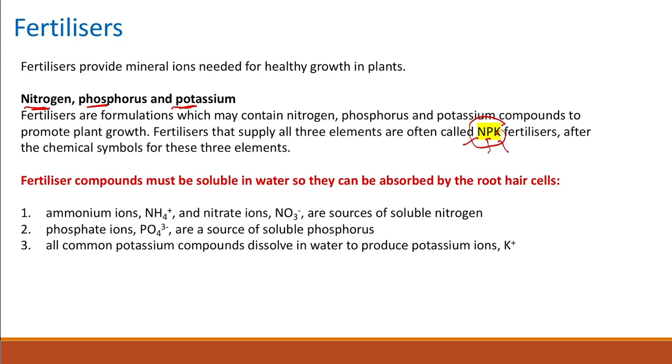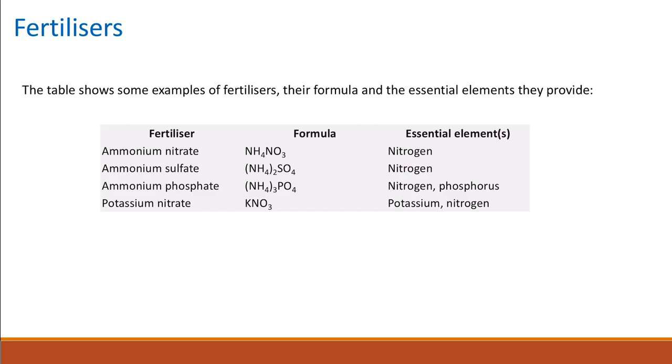The source of the nitrogen will be either the ammonium ion or the nitrate ion. The source of the phosphorus will be the phosphate ion. The potassium can come from any potassium compound that is soluble in water. So these are some examples of fertilizers and which element they provide. Ammonium nitrate, here we can find that there is only nitrogen. Ammonium sulfate, also only nitrogen. Ammonium phosphate, we have nitrogen and phosphorus. And then potassium nitrate, we have potassium and nitrogen.